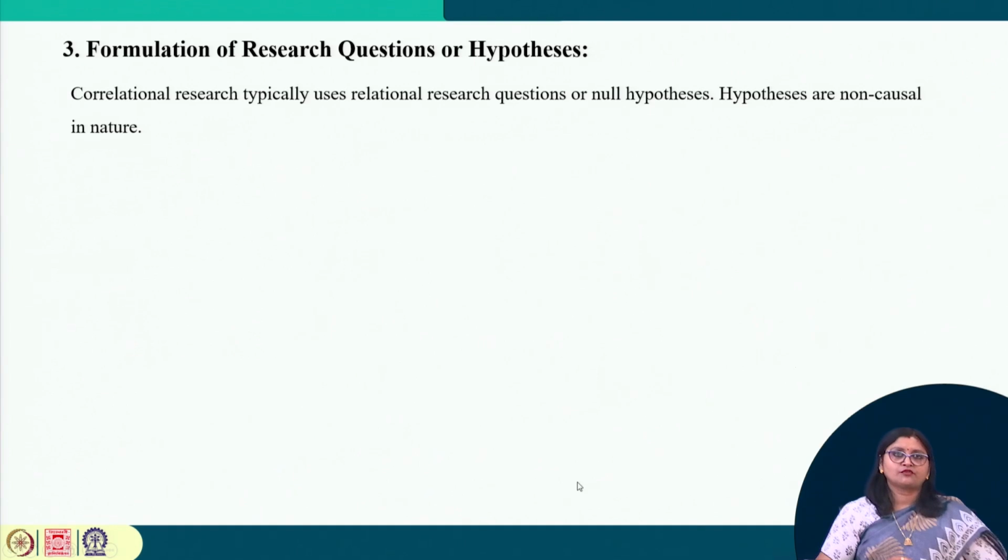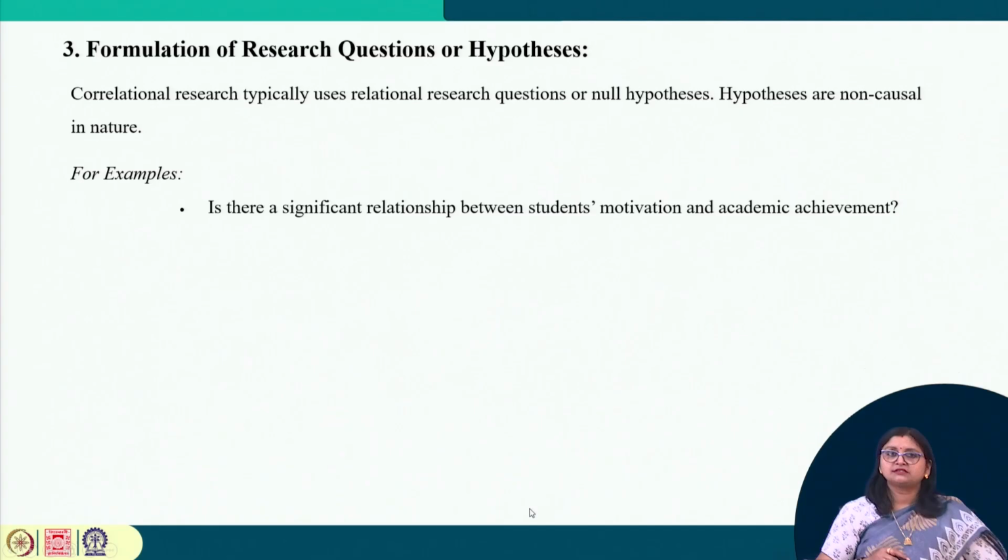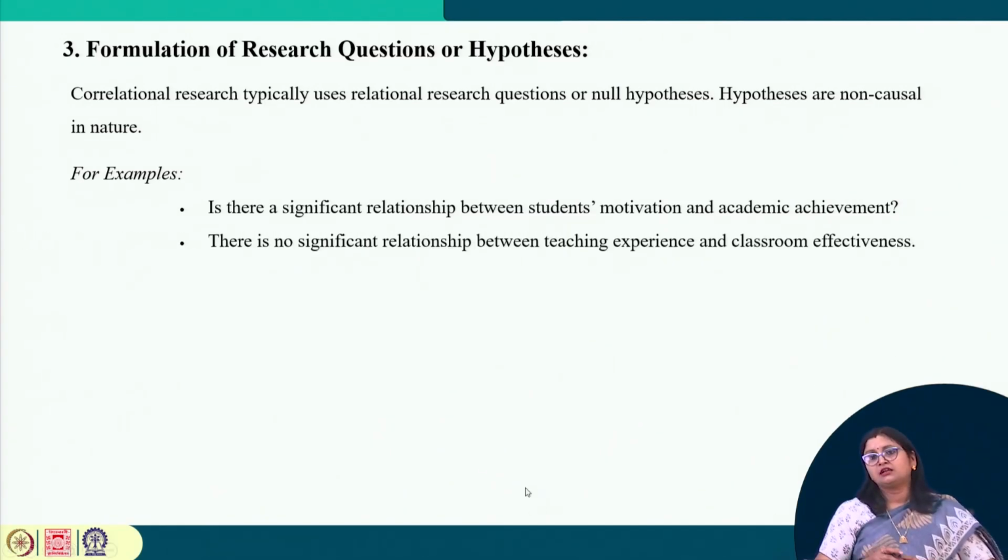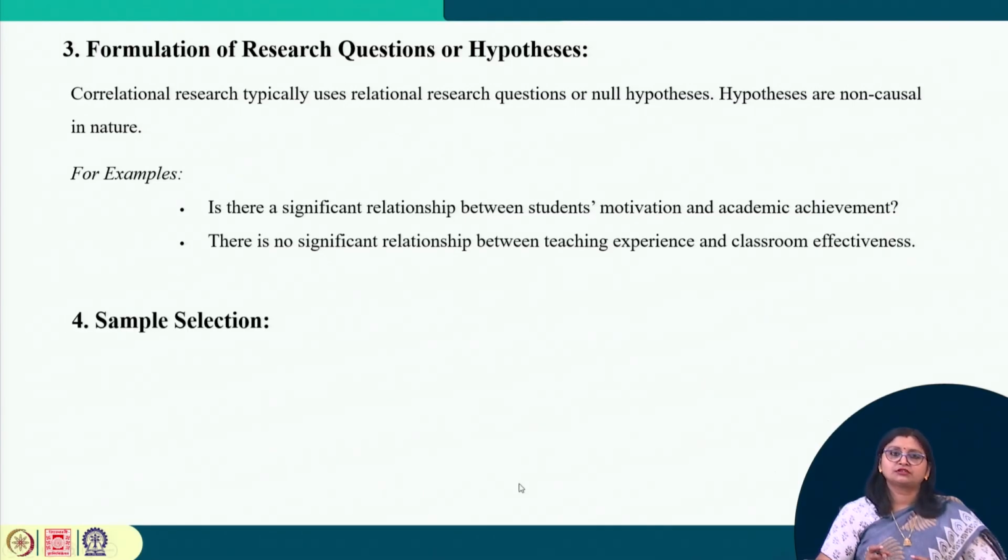The third step is formulation of research question or hypothesis. Correlational research typically uses relational research questions or null hypotheses. Hypotheses are non-causal in nature. For example, is there any significant relationship between the student's motivation and academic achievement? There is no significant relationship between teaching experience and classroom effectiveness. So, this kind of research question and hypothesis can be prepared.